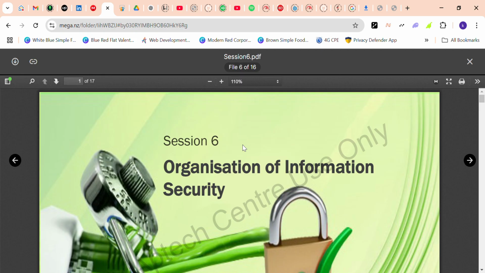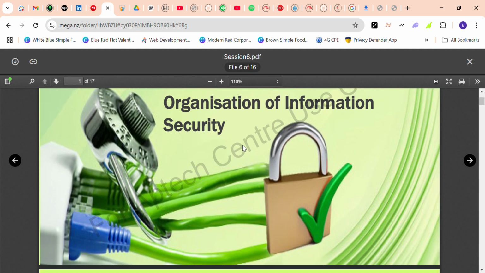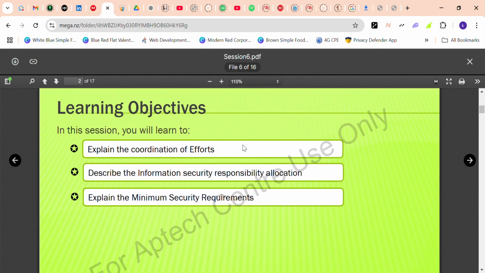Now, in section 6 we'll be discussing the organization of information security, how information security is organized. In this slide, we will discuss three subtopics. First, the coordination of efforts. Second, the information security responsibility allocation. And third, the minimum security requirements. These are the three subtopics we are going to explain in this session.